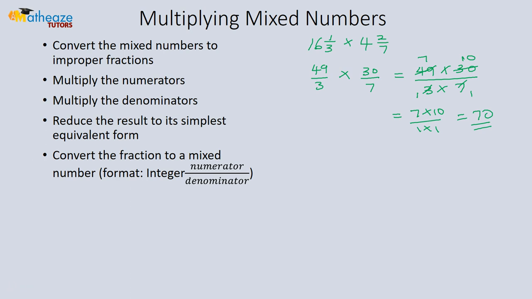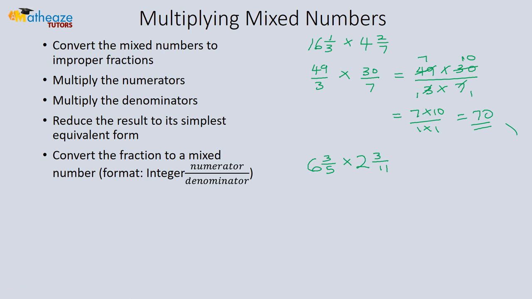One last example of this type. So we're going to look at 6 3/5 multiplied by 2 3/11. So we're going to look at making this into an improper fraction.